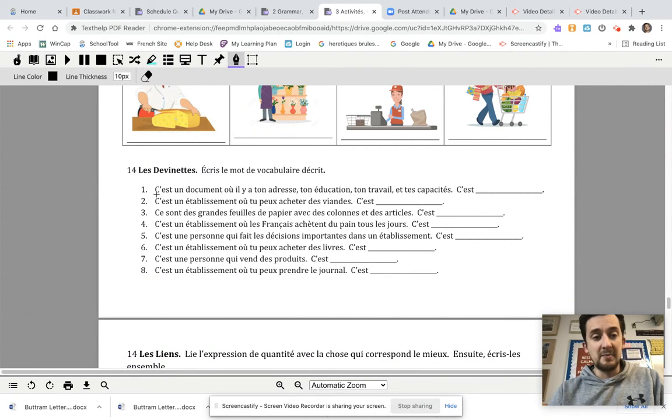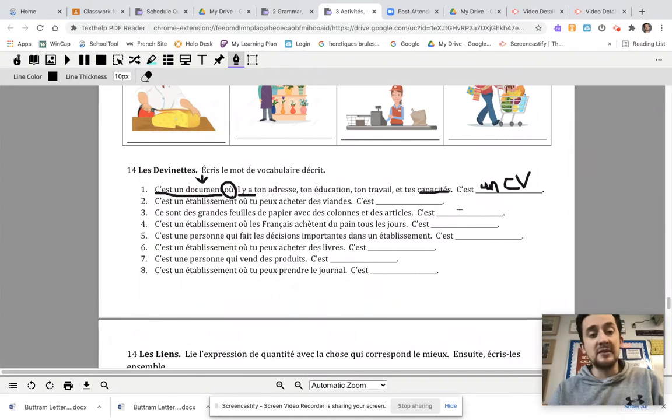So I would split this in my mind into simple sentences. C'est un document. It's a document. Où, where, il y a, there is, ton adresse, ton éducation, ton travail, et tes capacités. Now, maybe I don't know all of those things, but already when it says it's a document, I can choose right away from my vocab list because there's only one thing on there that's a document. Where there is my address, my education, my work, and my capacité, even if you don't know the word capacité is skills, I think it's pretty obvious that this is un CV, a resume.